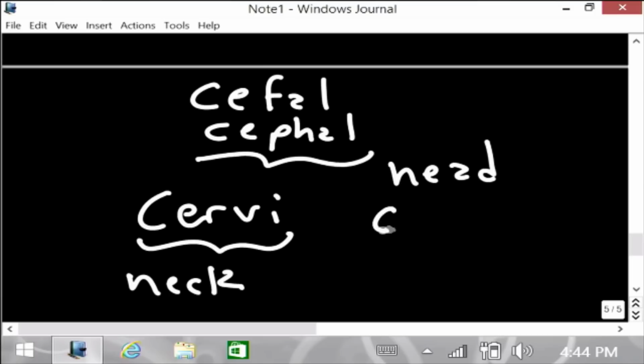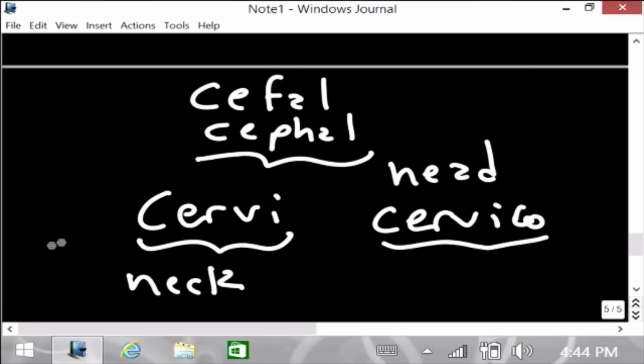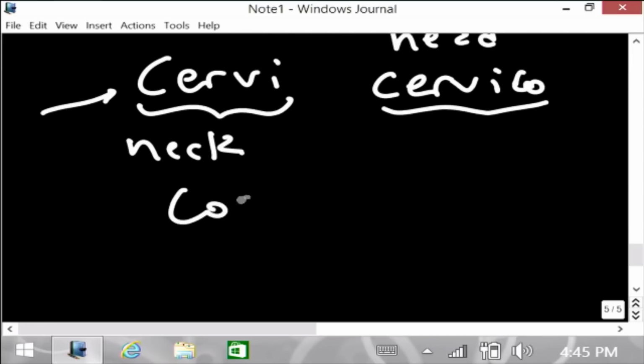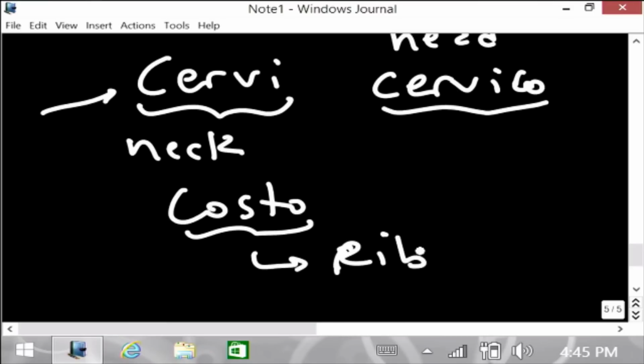The same thing if it's cervico. In Spanish it is common. In English, you will see it only in this direction, in this one here. In Spanish, you can see cervi, like cervicales, or cervico as another potential prefix. What about this one? Costo, which applies in both languages, refers to rib, or costilla, no?